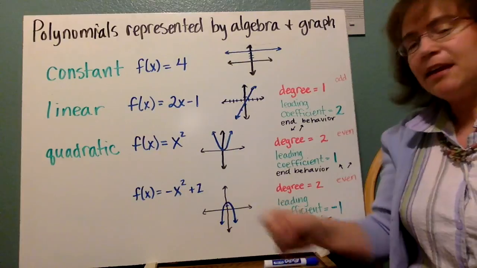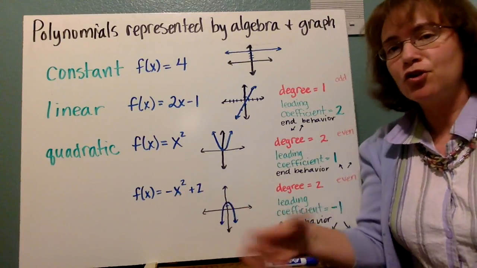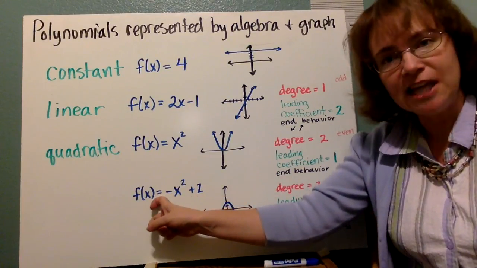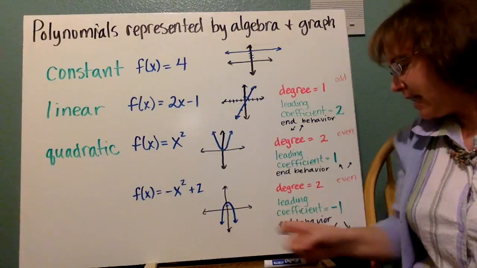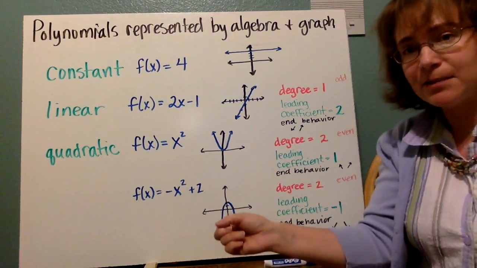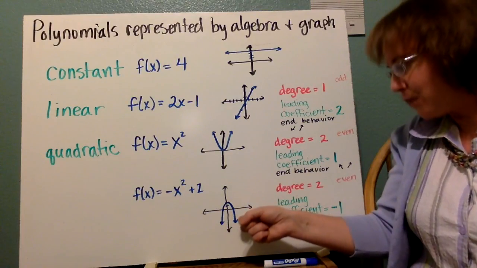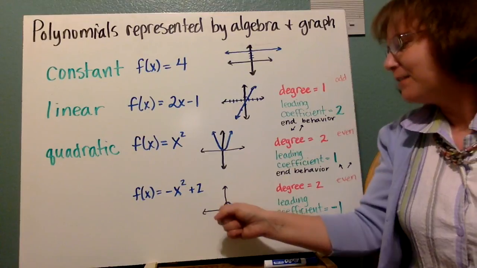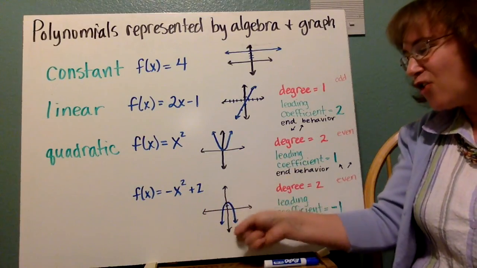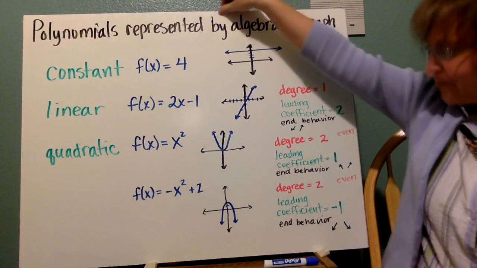So here the end behavior is a little bit different too. Now the x squared, remember you're squaring numbers and you're always going to get a positive, but then you take the opposite. That's why the end behavior here is, as x gets more and more negative, y gets more and more negative, and as x gets more and more positive, y gets more and more negative. I'm taking the opposite of those positive values.